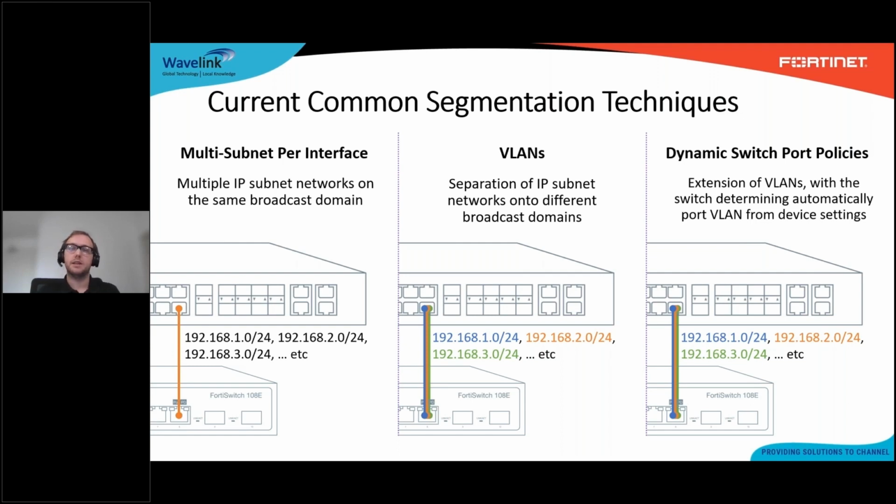And then also we're seeing quite predominantly out there, dynamic switch port policies being used in conjunction with VLANs, where essentially instead of manually assigning the VLAN on your switches, you're letting your switches decide what's the most appropriate VLAN to apply, depending on a set of rules that you have for it to go through and understand, okay, what's connected, what VLAN should I be providing?